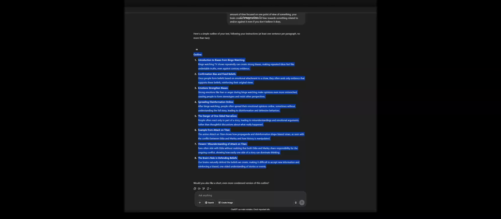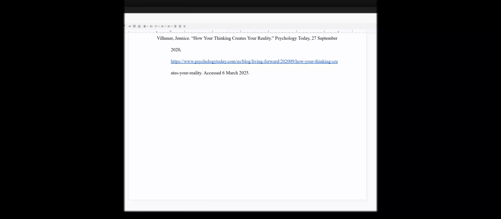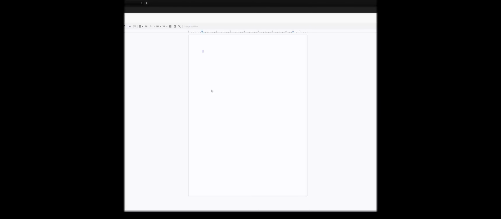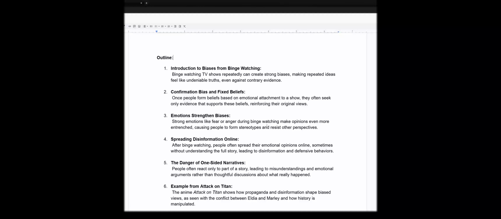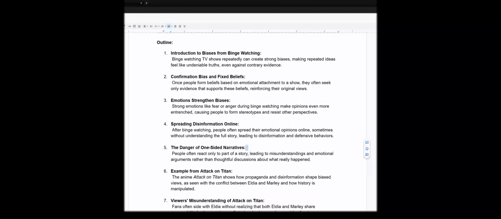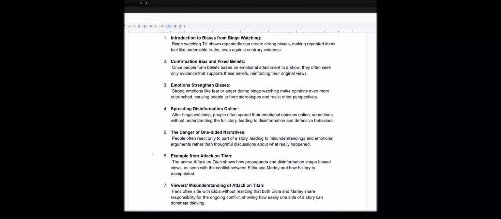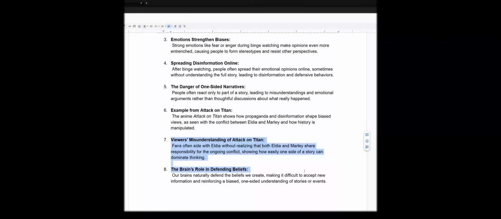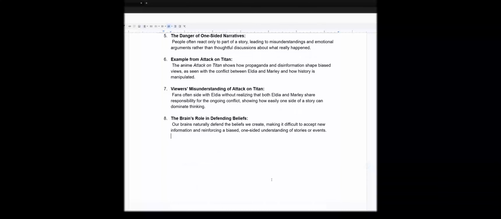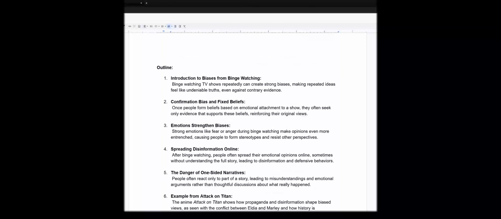Let's copy this outline. Let's go back here. I'll just do this in a new document. We'll paste that in. Zoom in here. Okay, so we've got our outline. So: introduction to biases from binge watching, confirmation bias and fixed beliefs, emotions strengthen biases, spreading disinformation online, the danger of one-sided narratives, the example of Attack on Titan, viewers' misunderstanding of Attack on Titan, and the brain's role in defending beliefs. So I think what we have here actually is kind of a reversal of the order.